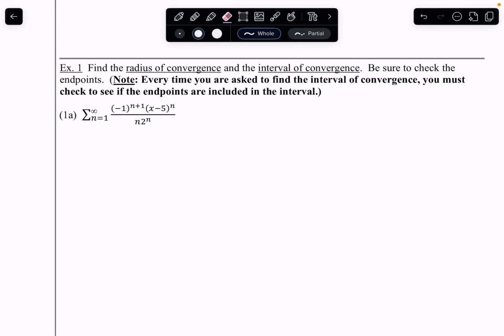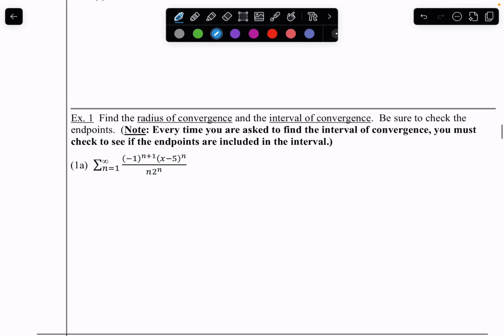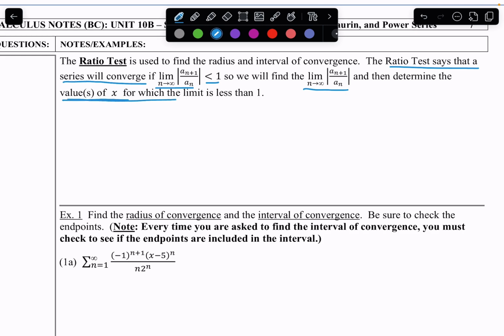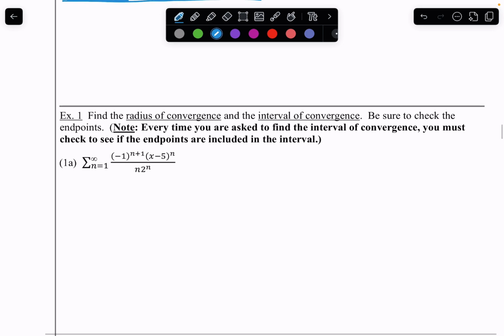Use the ratio test to find the radius and interval of convergence. Now, the idea here is that the ratio test says that a series converges if this limit is less than 1. So if we take that limit and then determine the x values where the limit is less than 1, then we should be converging. But what happens when we do the ratio test and we equal 1, right? When we take that limit and it equals 1, it's inconclusive, right?